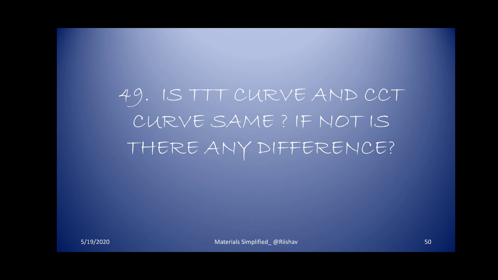In time temperature transformation, I can hold my specimen, whereas in the case of continuous cooling transformation, the name itself suggests it's a continuous cooling curve. So I cannot hold. When I cannot hold, my bainite can never be produced in the CCT curve, whereas in TTT I can produce bainite. When I'm talking about iron, obviously.